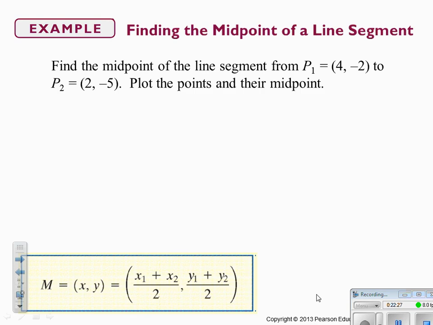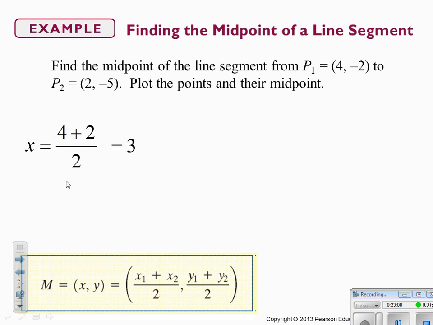Okay, so to practice this, we're going to find the midpoint of the line segment P1 equals 4, negative 2 to P2 equals 2, negative 5. If I'm putting this in my notes, I put in find the midpoint, and I just write coordinate 4, negative 2 and 2, negative 5. So just the find the midpoint and just the coordinates. We're going to plot the points and their midpoint. Well, that'll be fun.